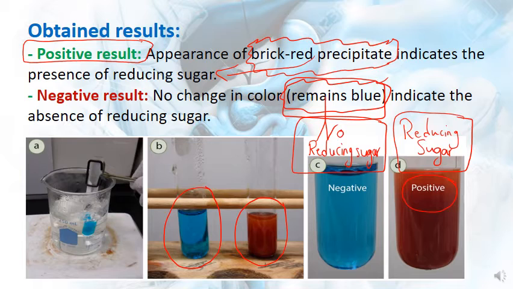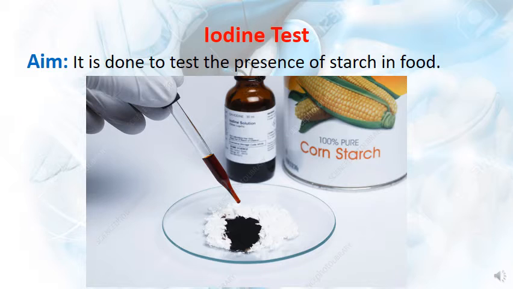Now let's move to another test. The first test was the Fehling test, done to identify the presence of reducing sugar. Moving to the iodine test. The aim of this test is to test the presence of starch. So iodine is used to identify the presence of starch.